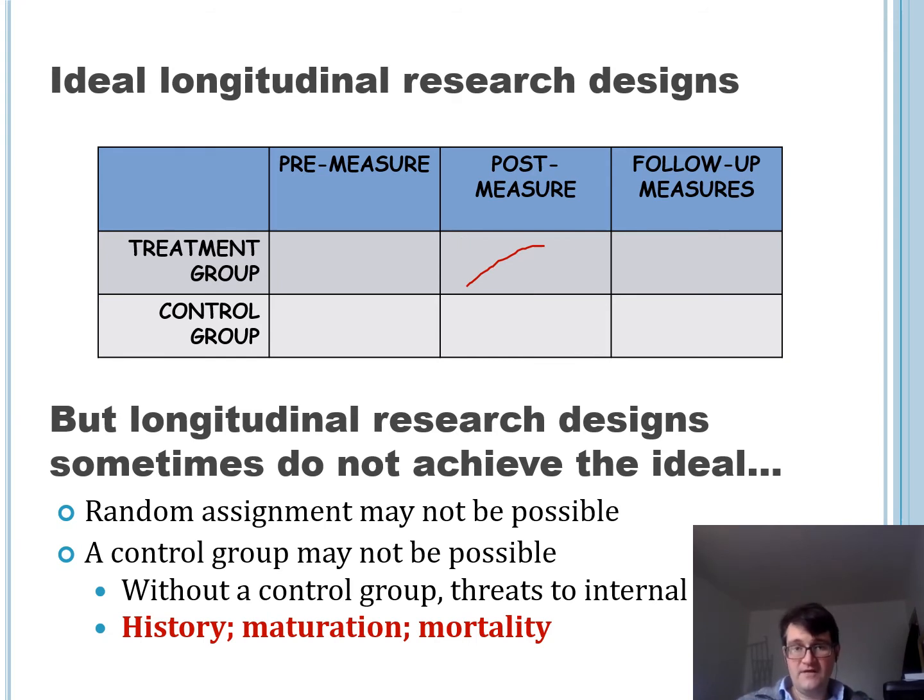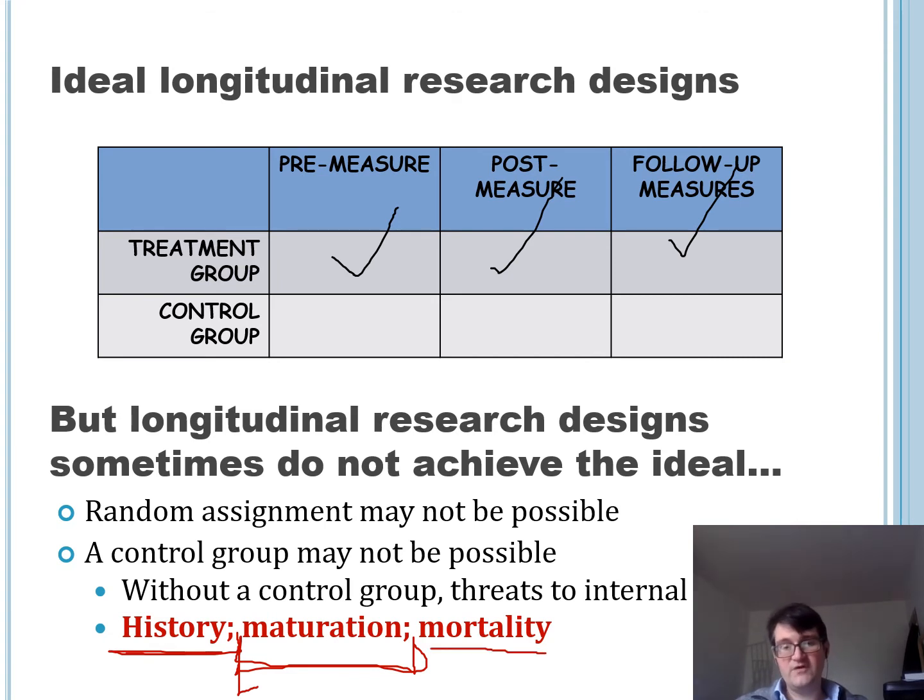So anyways, what we really, really ideally want is follow-up measures too, and that helps us to see whether or not whatever happened is stable. And if we are missing, especially here, our control group, we have these major threats to internal validity: history, which refers to impact from the world; maturation, which is just natural changes in the individual over time; and mortality, or probably more neutrally called attrition, so people dropping out of the study.